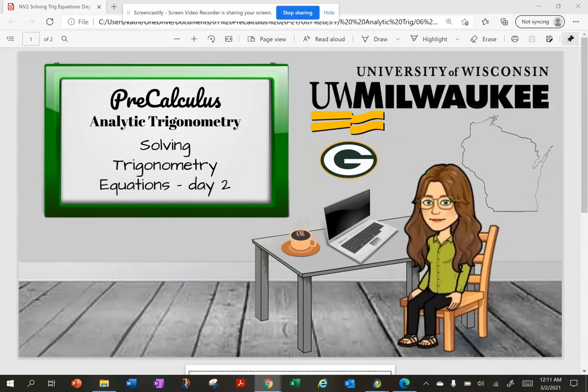Today's lesson is solving trigonometry equations. This is day 2. I'm just going to work out one more problem and then give you some more problems to practice.